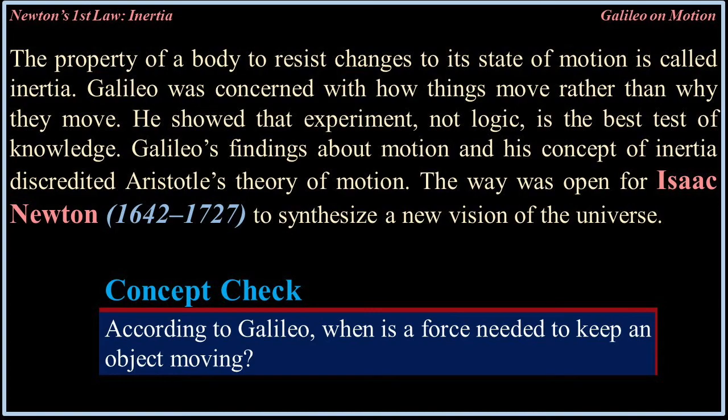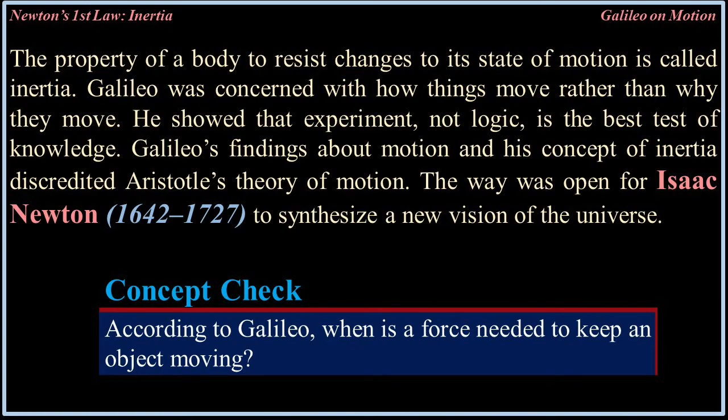Galileo was concerned with how things move rather than why they move. He showed that experiment, not logic, is the best test of knowledge. Galileo's findings about motion and his concept of inertia discredited Aristotle's theory of motion. The way was open for Isaac Newton, 1642 to 1727, to synthesize a new vision of the universe.